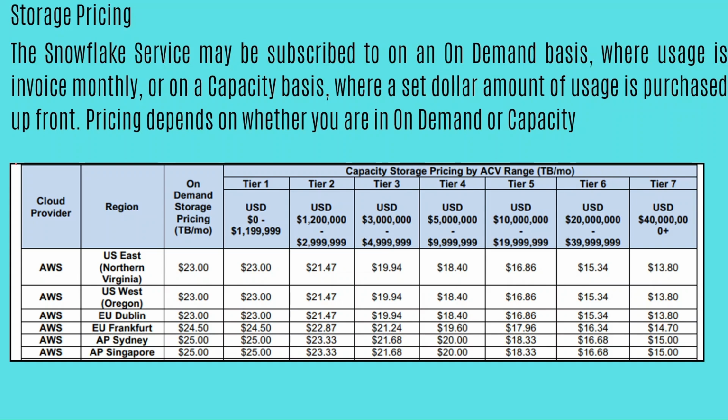Now the changes start with tier 2. In tier 2 you can see it came down from 23 to $21.47. Got it? And here also you can see the charges differ from region to region. In AP Singapore it's $23.33, and these charges are per TB.